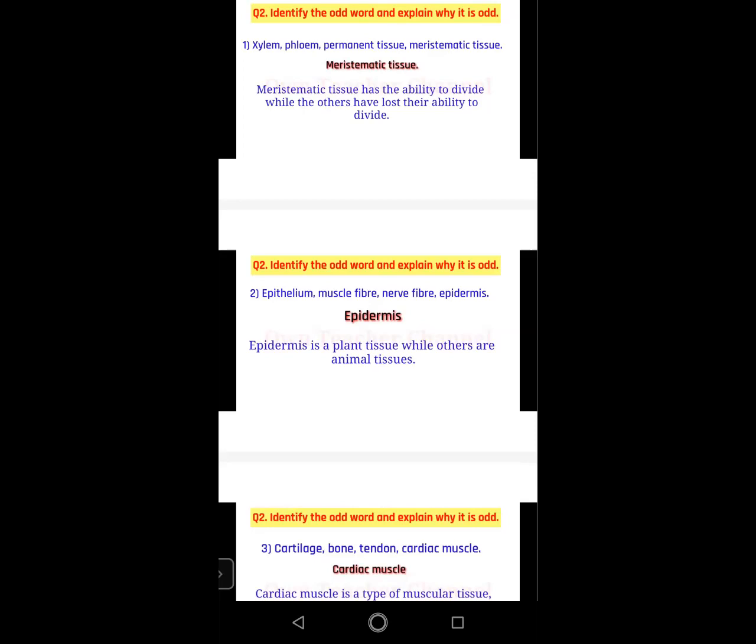Now, the second question is: epithelium, muscle fiber, nerve fiber, and epidermis. Which is the odd one? You can see the highlighted odd one there. Epidermis. Epidermis is the odd one. Why? The reason is given below. Epidermis is a plant tissue while the others are animal tissues. Very simple. Epidermis is a plant tissue and the rest are tissues found in animals.